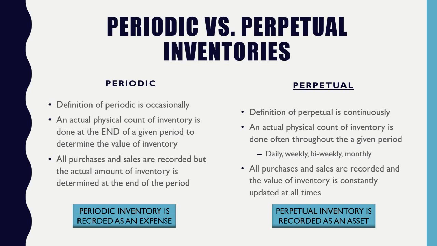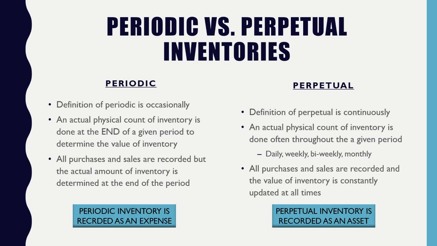However, I do need you guys to know the difference between the two methods because I will be talking about them. All right? So there are two different methods. Now, when you are looking at inventory, you can have a periodic inventory and you can also have a perpetual inventory. In this case, you can have both.